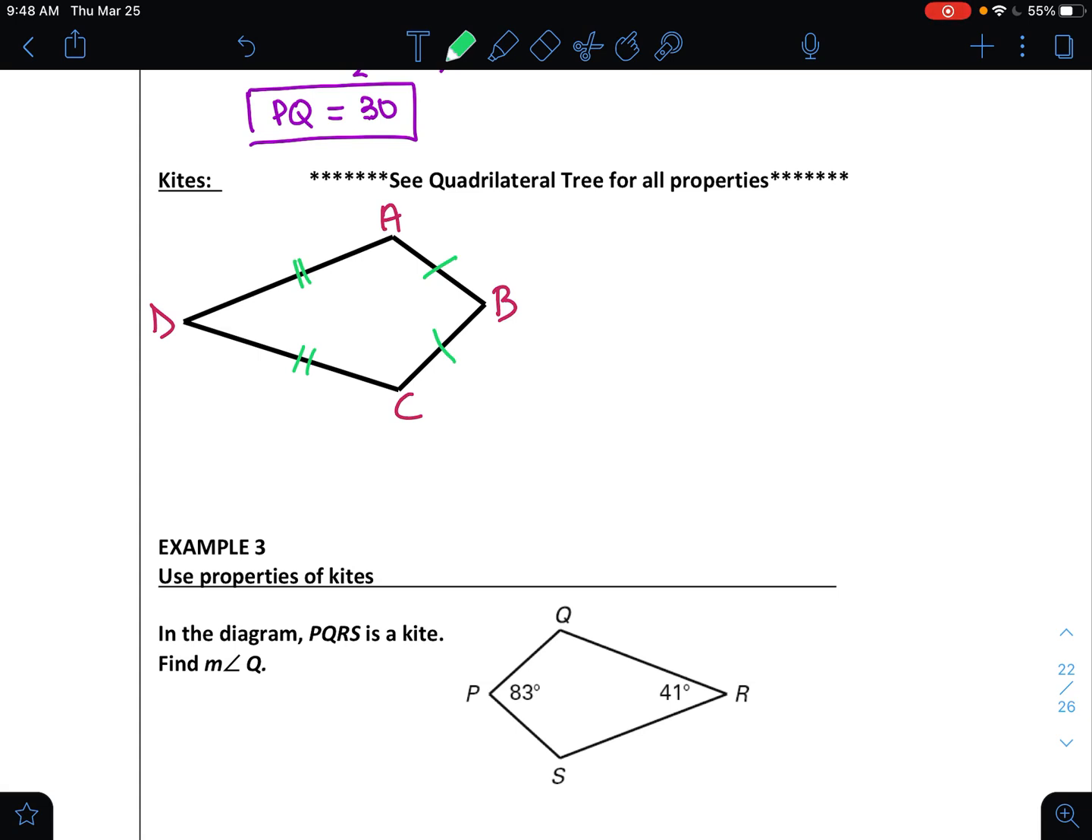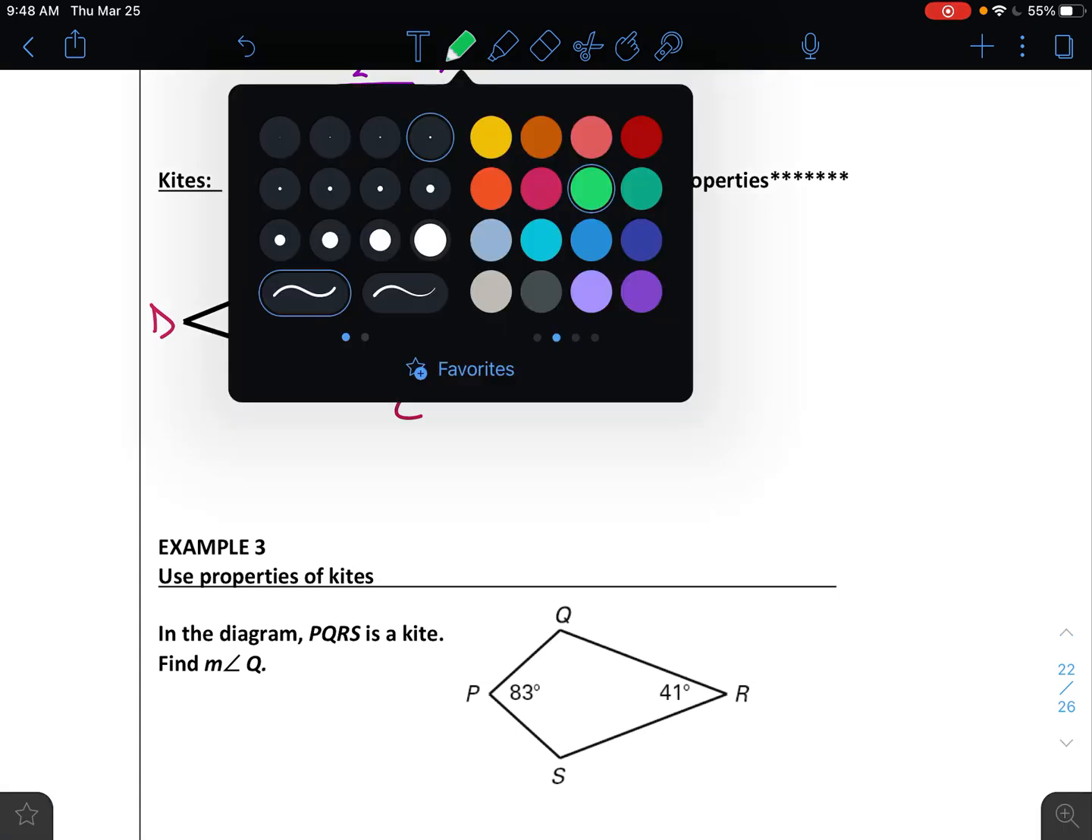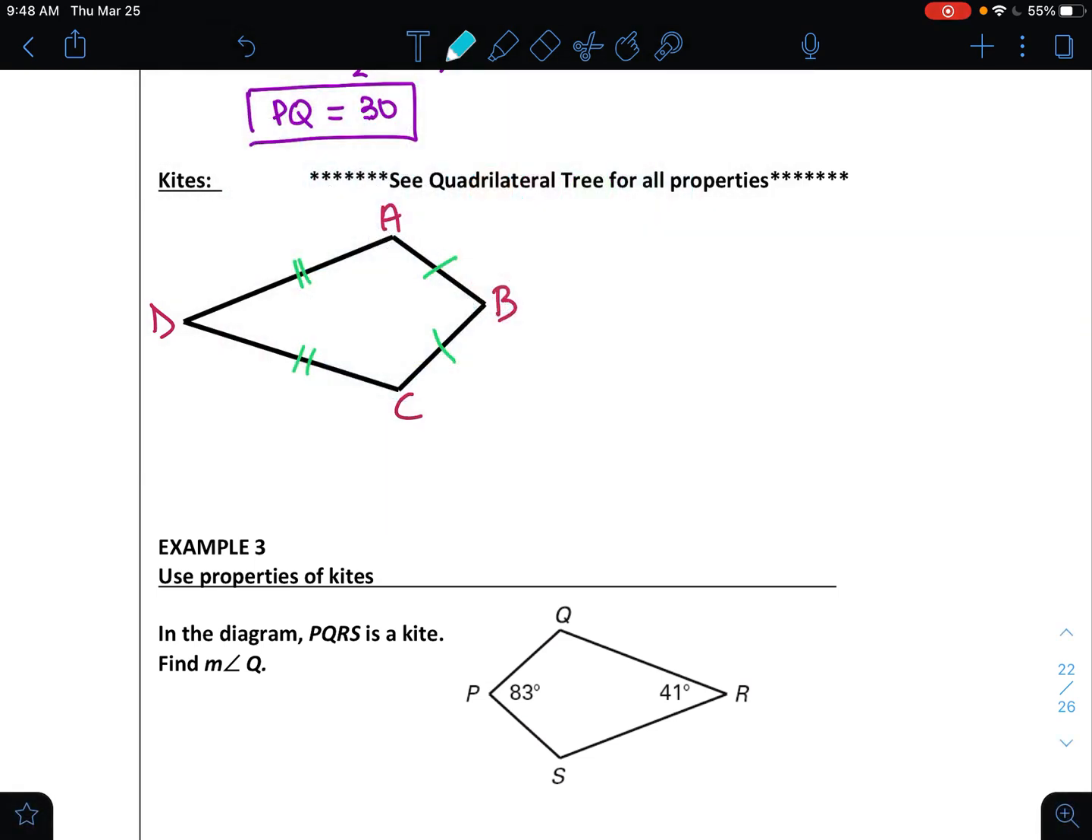We have a property about angles. We have several properties about angles, but the first one is that you only have one set of opposite congruent angles. And this kite gives you a pretty good visual of which set is not congruent. So see how D is much smaller than B. So the set of congruent angles on this kite are A and C. Okay, so go ahead and mark that.